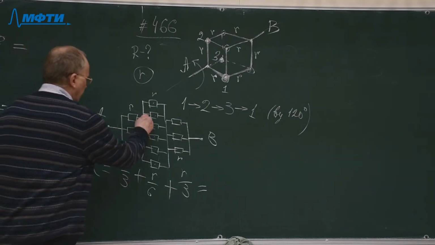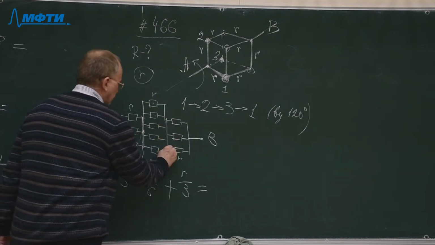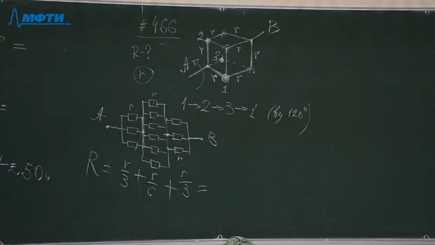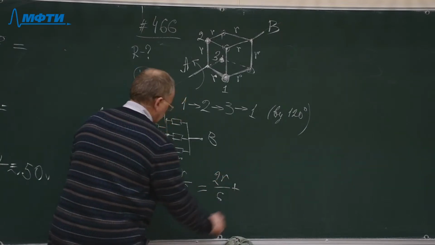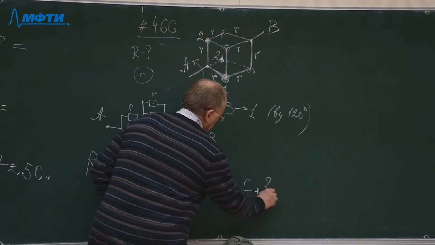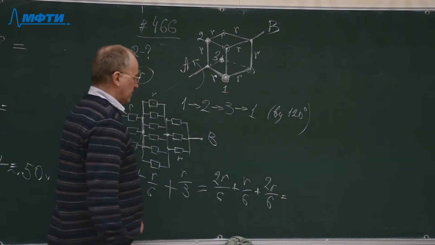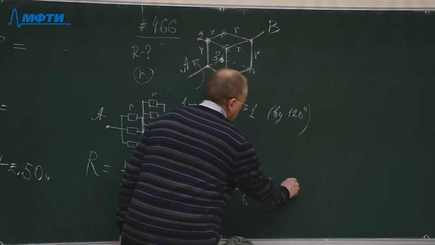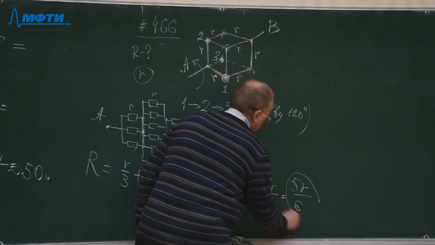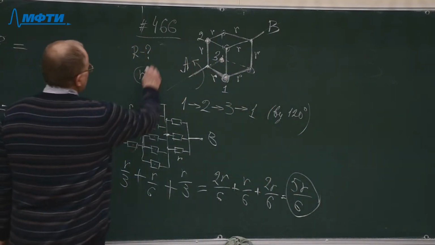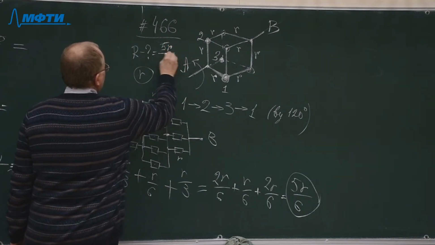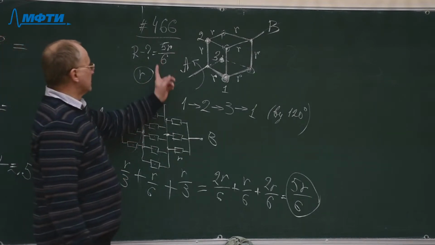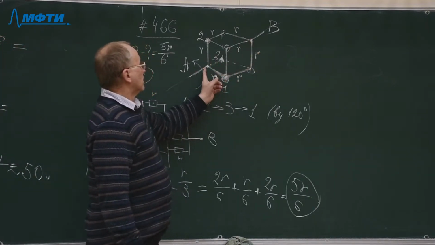Because I remind you, this is just one point in the circuit. So all this is what? 2R over 6 plus R over 6 plus 2R over 6. That will be 2 plus 2 plus 1, 5, R over 6. That is the final resistance which we have found here. That will be 5R over 6. That is the answer, the resistance between points A and B of the cube.